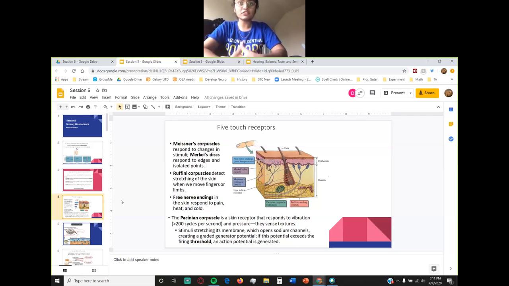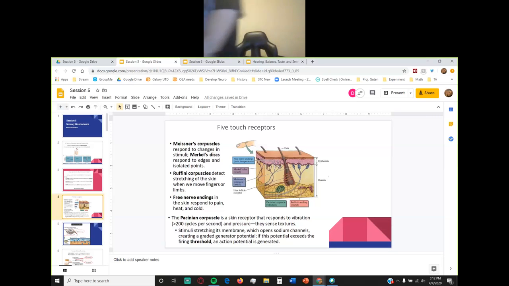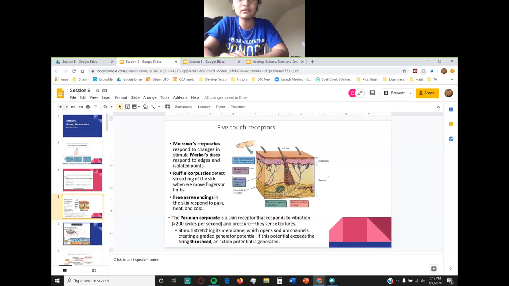So these are the 5 touch receptors that you have in your skin that the brain uses to detect touch. So Meissner's corpuscles, which are going to be these ones over here, detect light touch. The Merkel discs, which are over here, respond to edges and isolated points. And what we mean by that is textures, like if you ran your hand against something super sharp, detecting something like that, versus Meissner's corpuscles would be the actual pressure on your skin. The Ruffini corpuscles detect stretching of skin, free nerve endings respond to pain, heat and cold, the ones over here. And the Pacinian corpuscle is the one all the way down here. That's the one that responds to vibration and deep pressure.